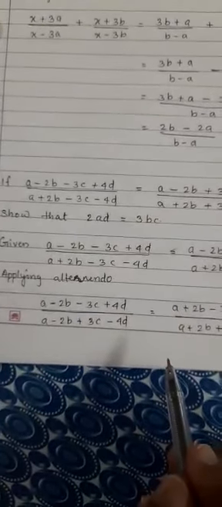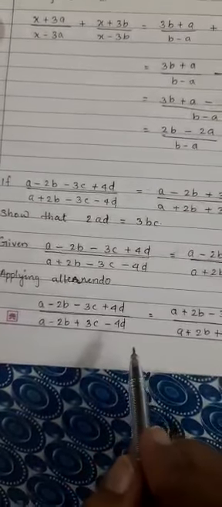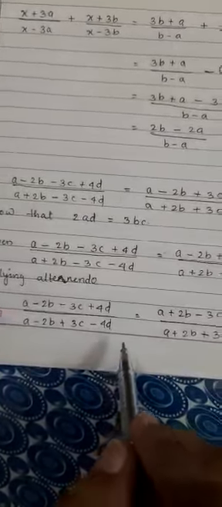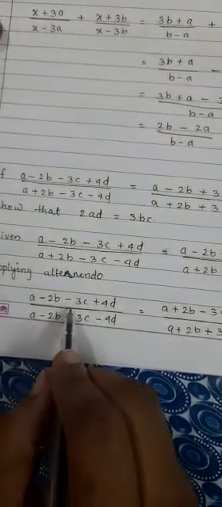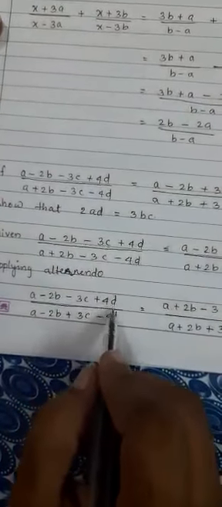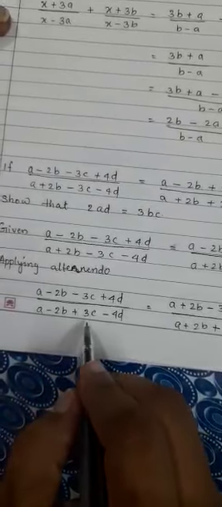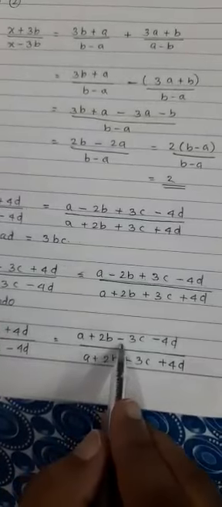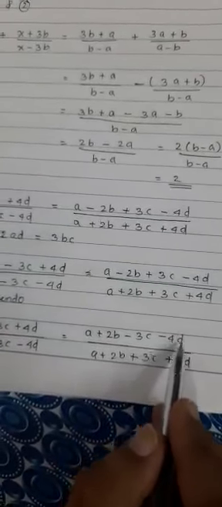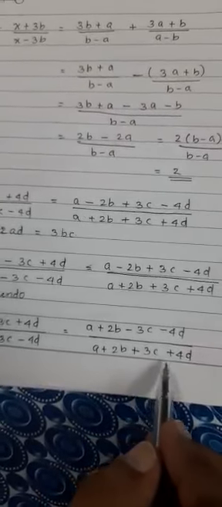Applying alternando. Alternando means if a is to b is equal to c is to d, then a is to c is equal to b is to d. Therefore this becomes a minus 2b minus 3c plus 4d divided by a minus 2b plus 3c minus 4d equal to a plus 2b minus 3c minus 4d divided by a plus 2b plus 3c plus 4d.